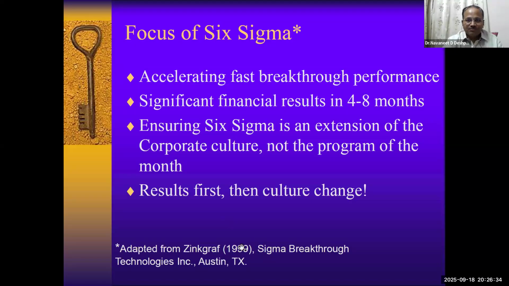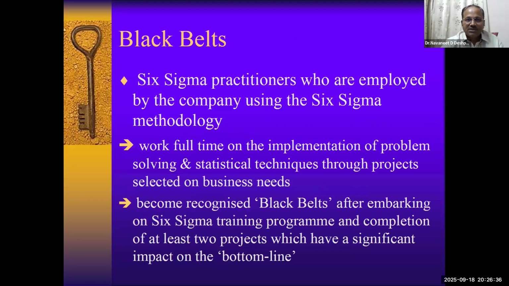So there is one black belt certification in Six Sigma. Practitioners of black belt Six Sigma are employed by the company using Six Sigma methodology. Sometimes they are hired also as consultants. They will implement it for 4 to 6 months, and then they will go back to normal life. The hospital does not have much association once it is implemented.